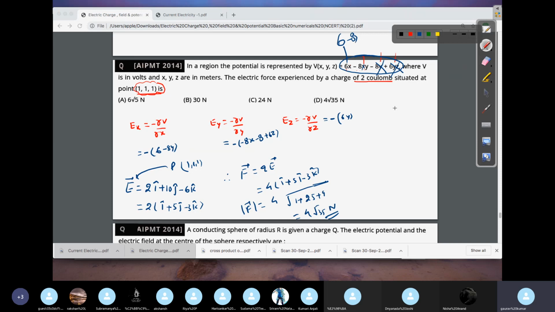When you're differentiating, let's say 6yz partially with respect to x, this will be treated as constant. So this will give you 0. This is how you solve the questions. A very, very easy question. You can see how easily you can solve these questions.